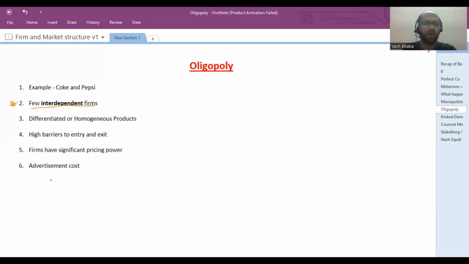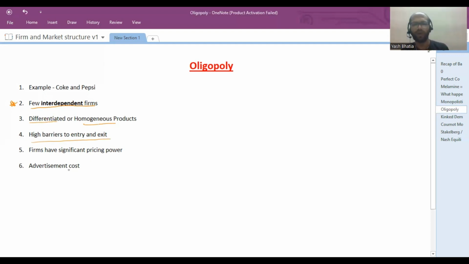Okay. Now coming to another point, the products in an oligopoly market can be differentiated or homogeneous. Usually they are close substitutes of each other. Just like in our example, Pepsi and Coke are very close substitutes and are priced at a similar level in the Indian market. And in oligopoly, there are high barriers to entry and exit.